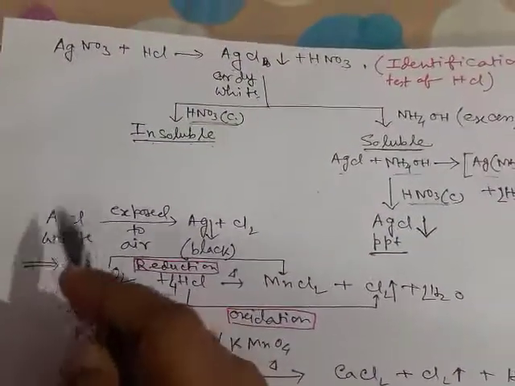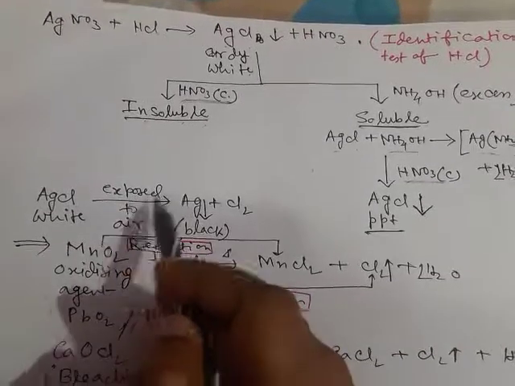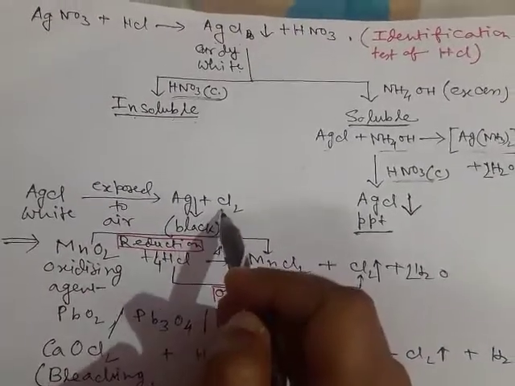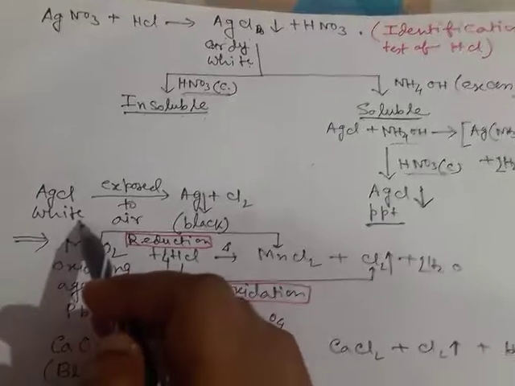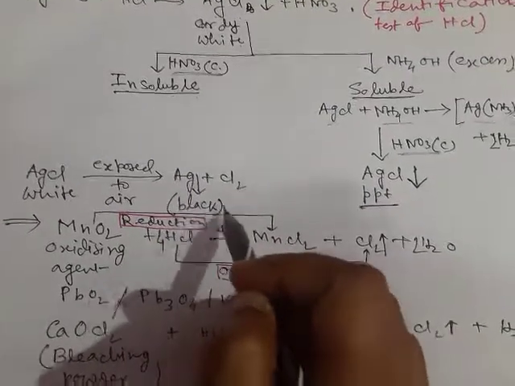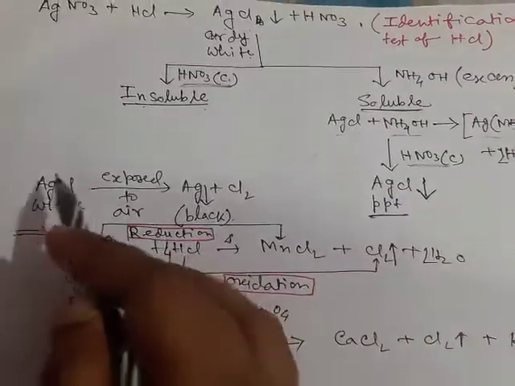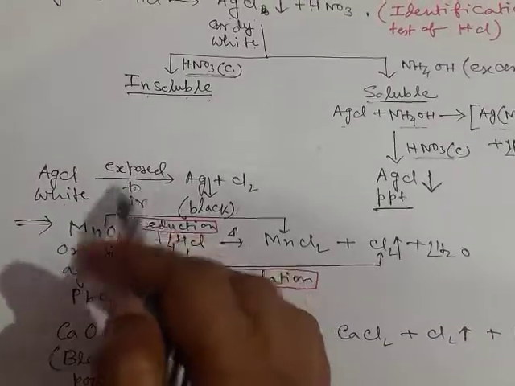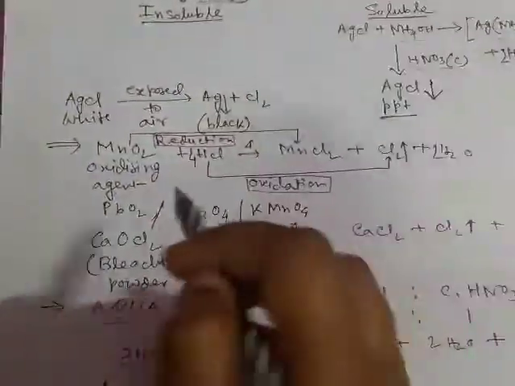Now when white silver chloride is exposed to air, there will be decomposition of white silver chloride and black silver is obtained, that is, blackening of the white silver chloride takes place in presence of air.